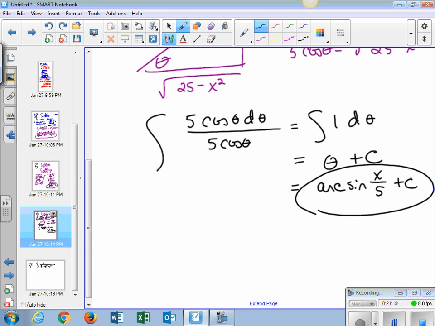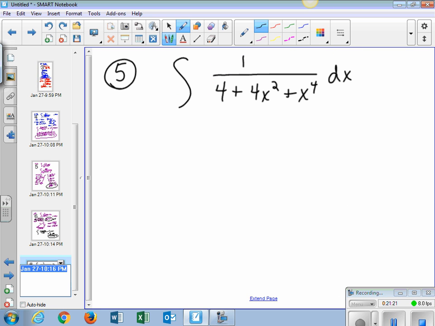Okay, last example, example 5. This one just looks very strange. Okay, so I have this 4 plus 4x squared plus x to the fourth, and there's no radicals. Well, this is a lesson in trig substitution, so I want to try and see, can I get this written in terms of a radical? So I'm going to spend a little bit of time here just doing that.